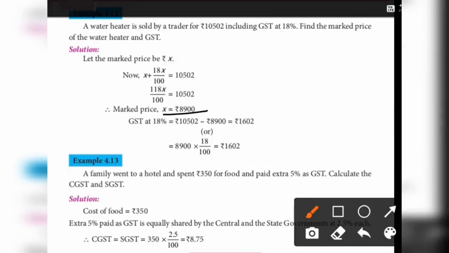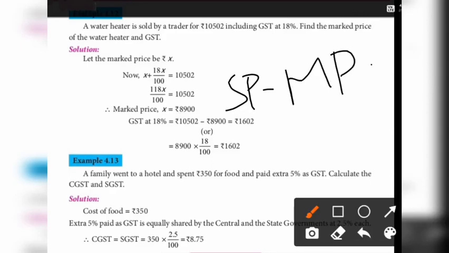And then you have to find the GST. That is sold price minus mark price, which is equal to GST. We get 10,502 minus 8,900. So when you are subtracting, we get 1,602.